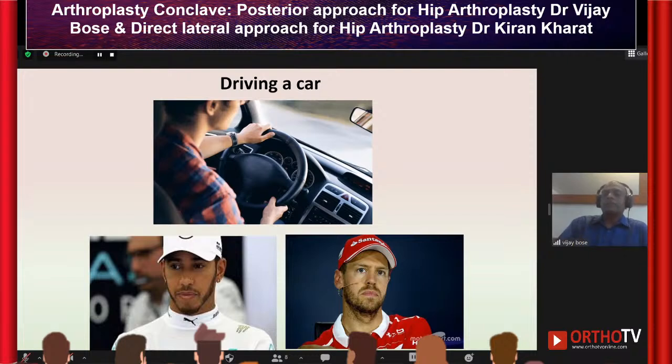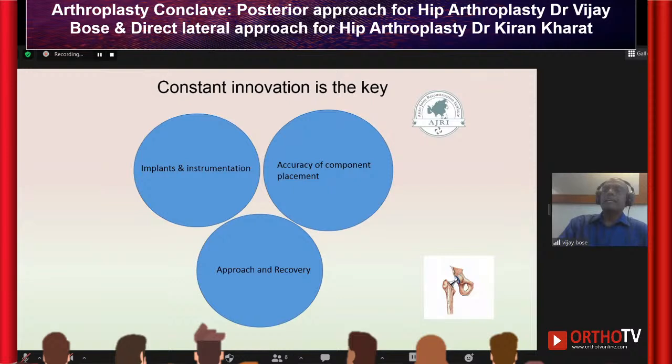Every day must be a learning day for you at the OR, and every day I feel I'm learning and refining my approach all the time. So constant innovation is the key. We are innovating the approach as we go along, and hopefully we have to design implants and instrumentation to facilitate that. And of course, we also have to improve the accuracy of component placement. Although THR, TKR has become routine surgery now, there's always room for innovation and improvement, and all surgeons must be constantly striving towards that.